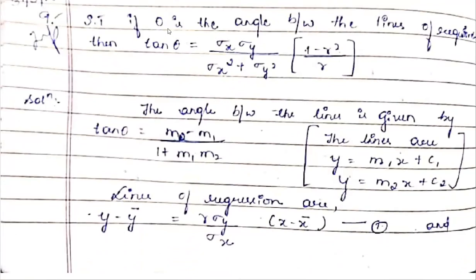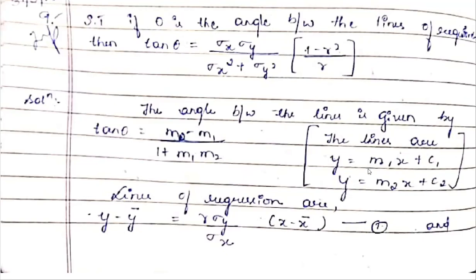So what is given? Theta is the angle between the lines of regression. So first write the two lines of regression, and theta will represent the angle between them. So in the solution part, we'll write the two lines. So the two lines, if you remember, the line can be written as y is equal to mx plus c. That represents a straight line equation.